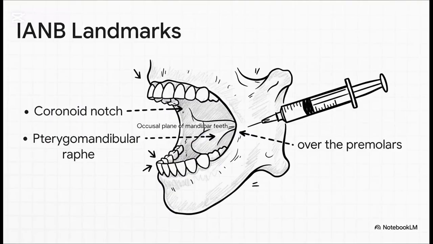Getting the IANB right is all about landmarks, landmarks, landmarks. You use your thumb to feel for the coronoid notch. That's the deepest part of that curve on the front of the jawbone. That tells your height. Then you spot the pterygomandibular raphe, that little curtain of tissue in the back, which tells you how far in or out to be. Your syringe barrel usually rests over the premolars on the opposite side, aimed right at that very specific target zone.